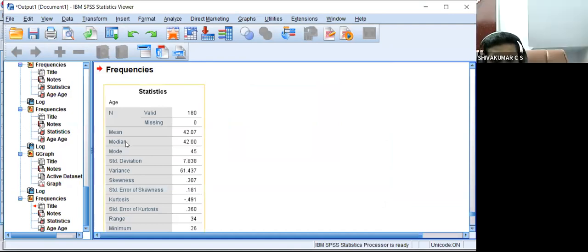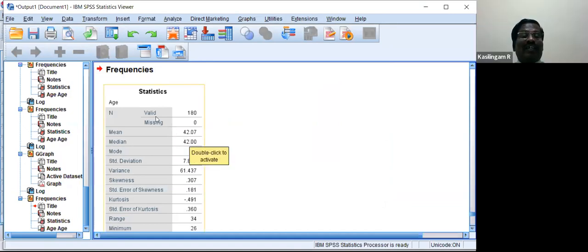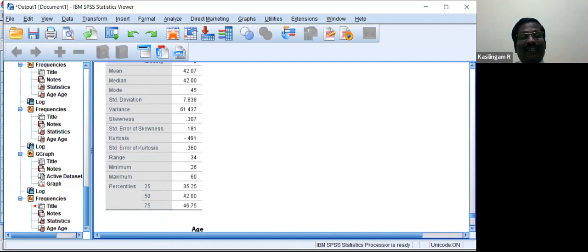I have clicked mean. There are 180 people, no missing value. Mean is 42, median is 42, mode is this much, standard deviation is 7, and the variance is the square of the standard deviation. The skewness is 0.307. Kurtosis is 0.491. Range, minimum, maximum, all are clicked, so that is why I'm getting them.